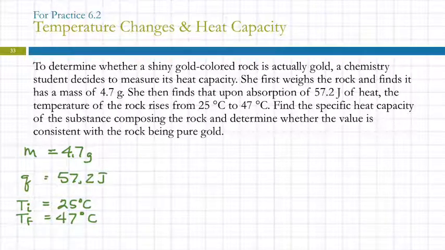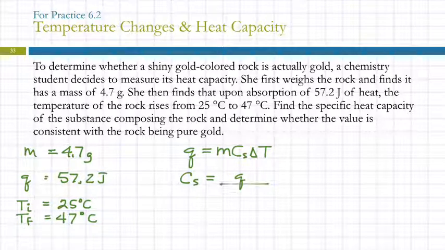So we've got M, Q, we've got T's, and we're looking for specific heat capacity. We need the MCAT equation. Q equals MC delta T. We're trying to find C. We have Q, we have M, and we can calculate delta T. So if we rearrange this equation, the specific heat capacity equals Q divided by M times delta T.